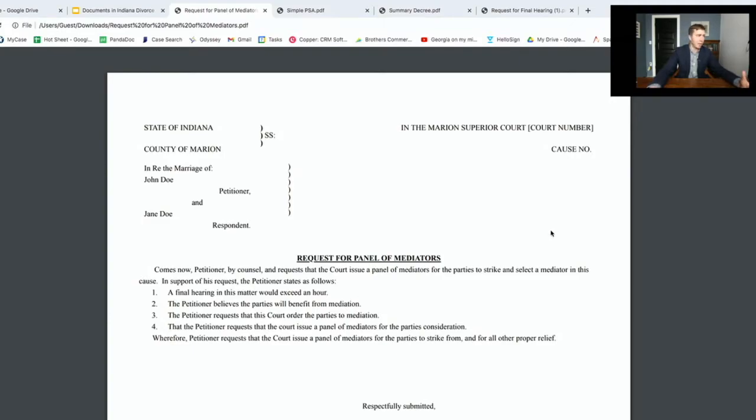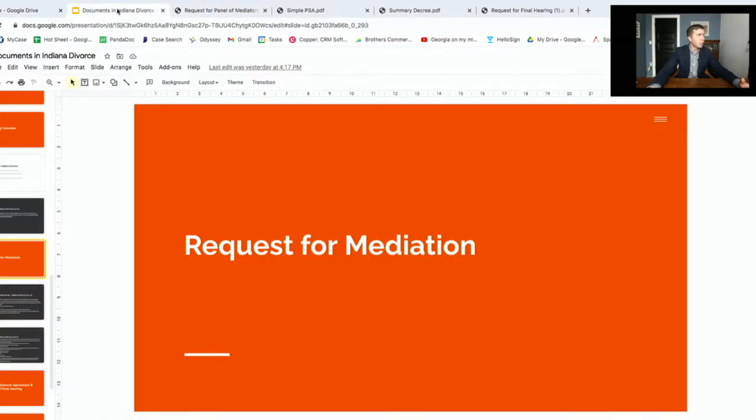So here they're representing that the final hearing would exceed an hour. They believe the parties would benefit from mediation, and they're requesting the court order parties to mediation and issue a panel for the court to consider. So that is an example request for mediation.